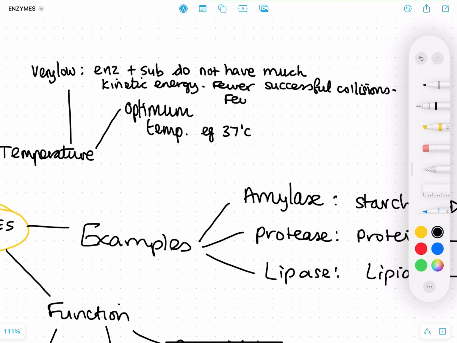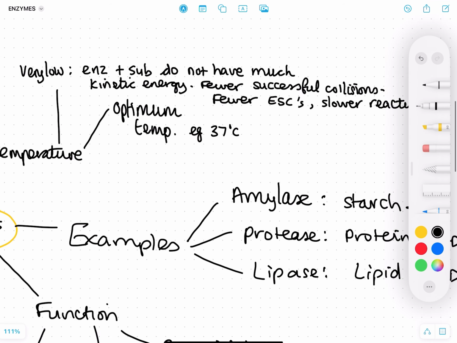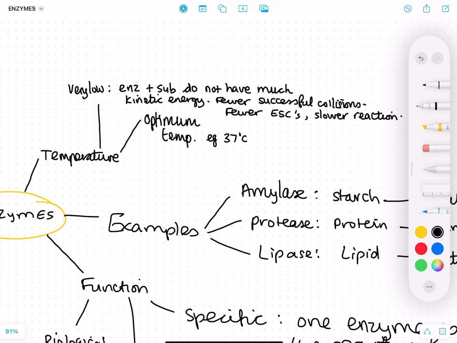This means there will be fewer ESCs. Can you remember what that abbreviation was? Enzyme substrate complexes, resulting in a slower rate of reaction. So a low temperature leads to a slower rate of reaction. But if the temperature is high, if the temperature is above the optimum, the enzyme vibrates too much.